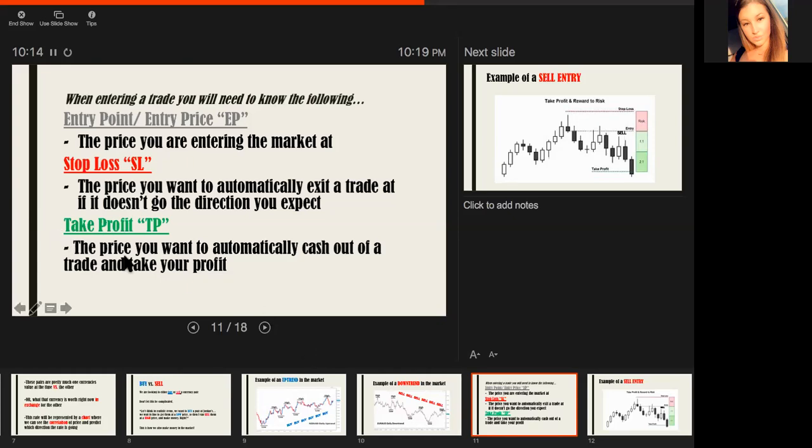And then we also have a take profit level. So we set this price where we automatically want to cash out of a trade and take your profit. So if we enter and then price is going as we expect and our trade's in blue, we're making money, we have profit, we set this level and say, okay, this is where I want to automatically take out my money. So basically you can set these parameters right here when you're entering a trade, and then you can close out the app and not look at it because you have your parameters set.